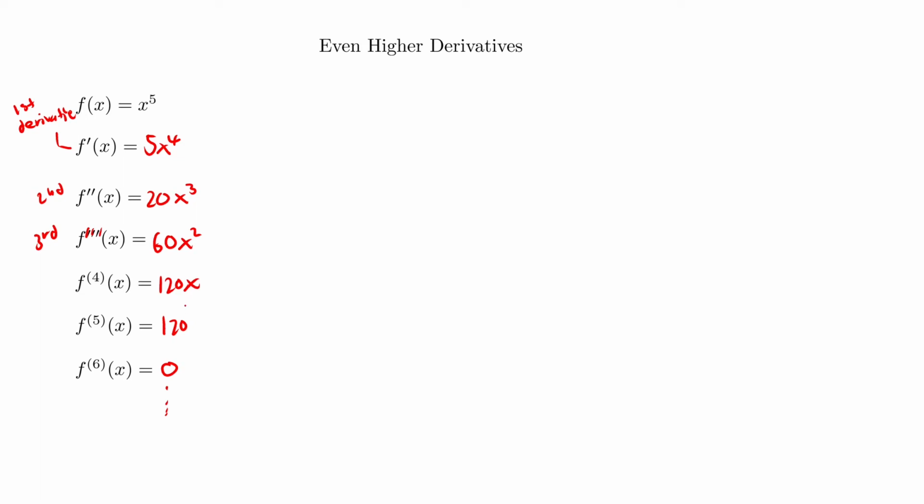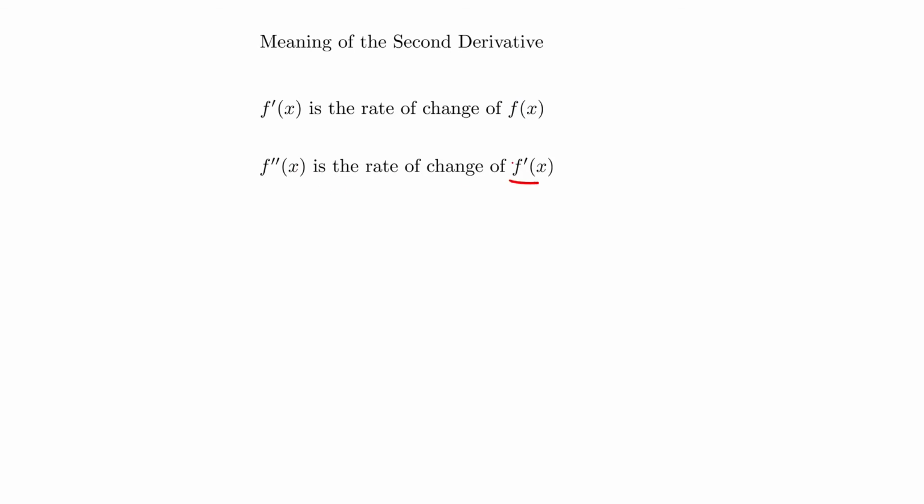So again, as a concept, we can take derivatives forever so long as the functions are differentiable each time around. So what is the meaning of the second derivative from a physical standpoint? Well, we know that f prime of x is the rate of change of f of x. So that would mean that f double prime of x, the second derivative, is going to be the rate of change of f prime of x.